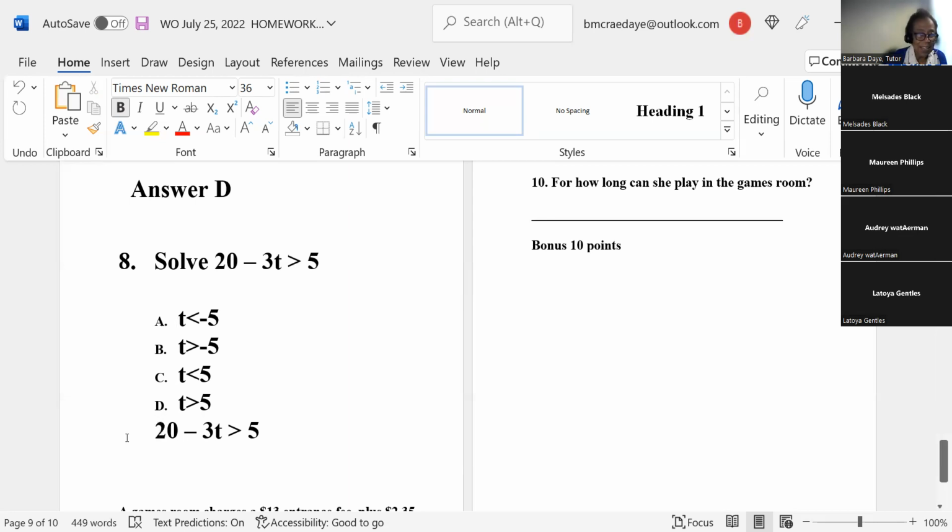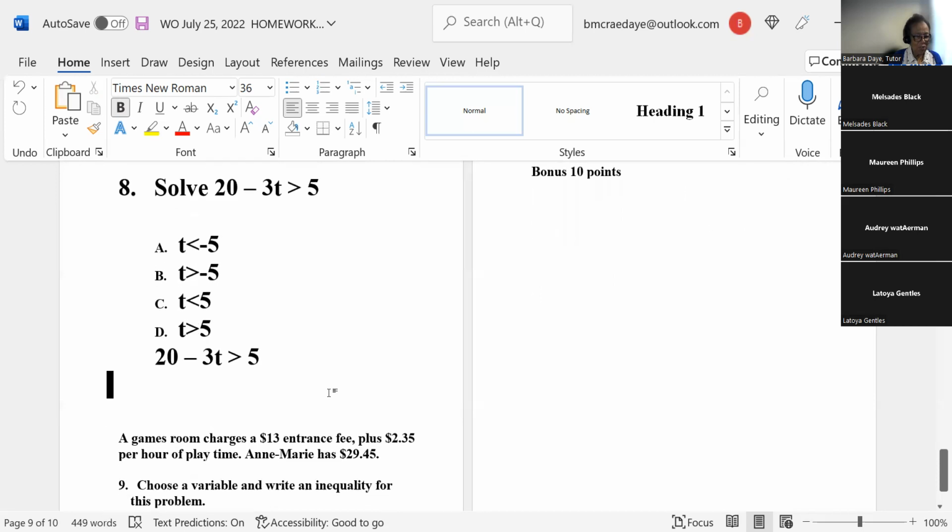Okay, Mercedes, you're on mute. Yes, because Maureen solved this problem, so she's right. Let's give you a chance to solve it. So, what would you do first? Let's see: 20 minus 3t greater than 5. What you're solving here for is t. So what would you do first?